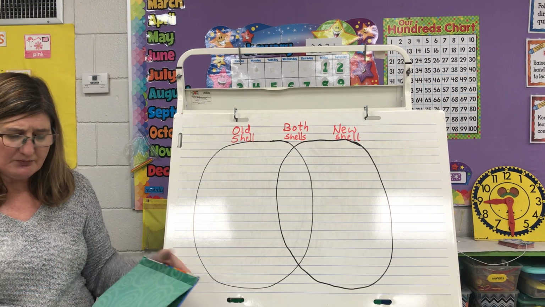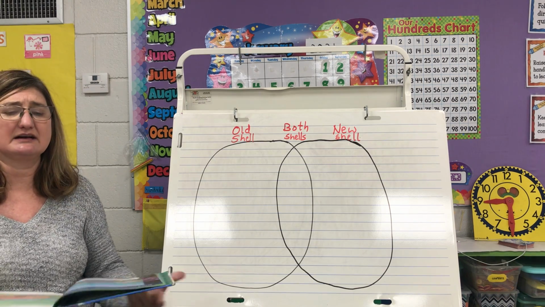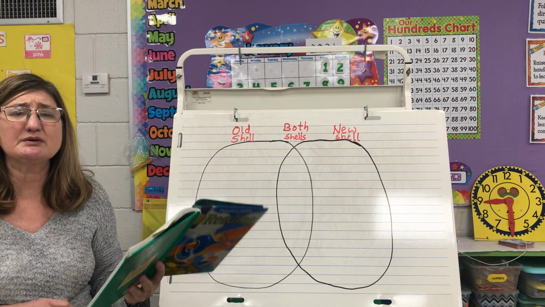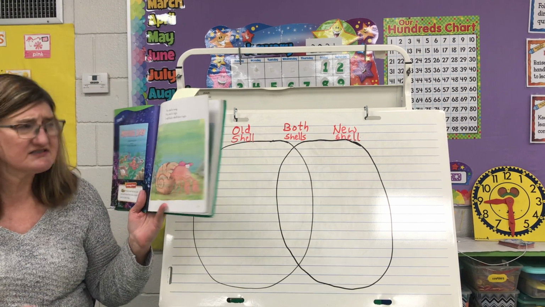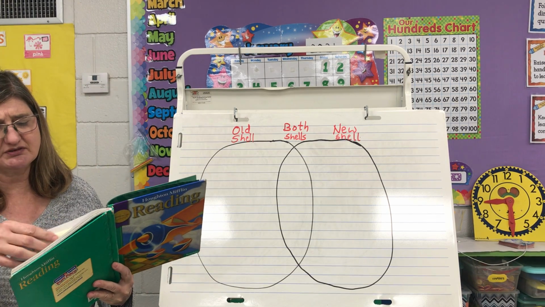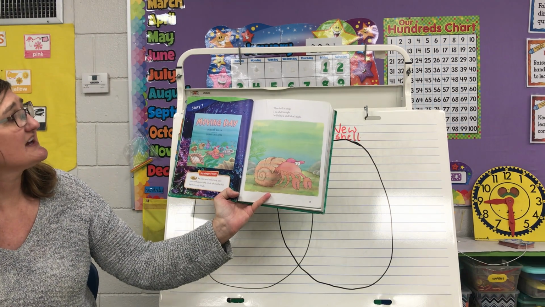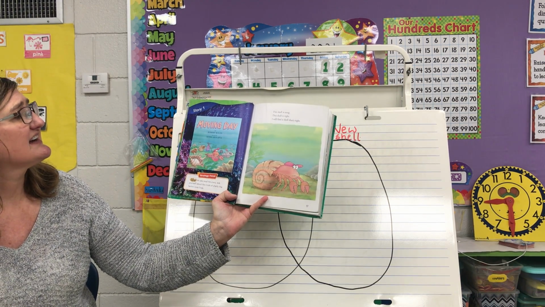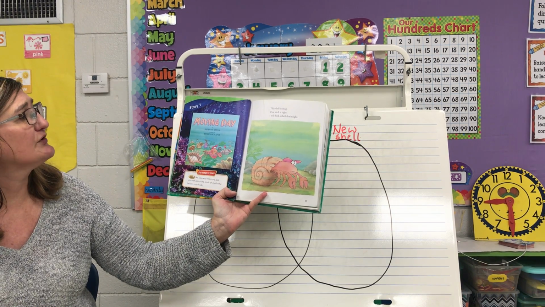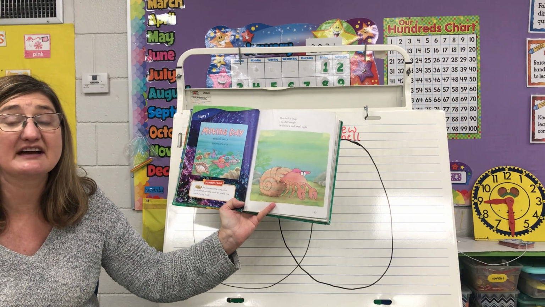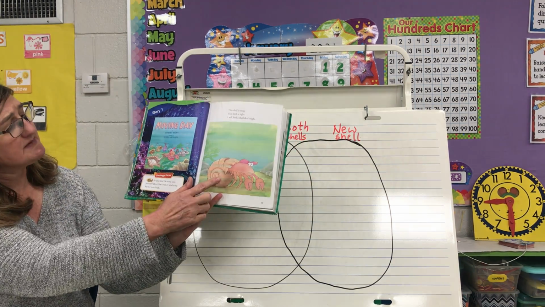I'm going to go back, and I want us to look at the very beginning of our story. I'm going to read the first page, and we'll look at the first shell. It says, "This shell is snug. This shell is tight. I will find a shell that's just right." All right, so that was at the beginning.